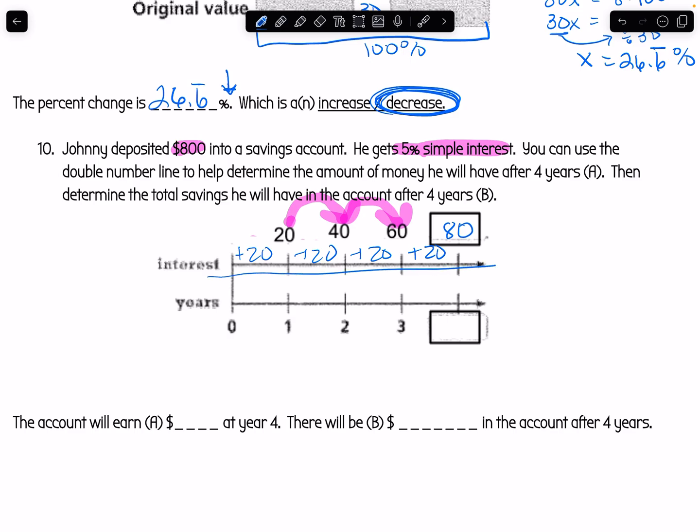So the interest is 80. How much money will there be in the account at year 4? 80. So you don't really have to think about too much with this. It's just a pattern. I hope all this is well, and that's all I got for you.